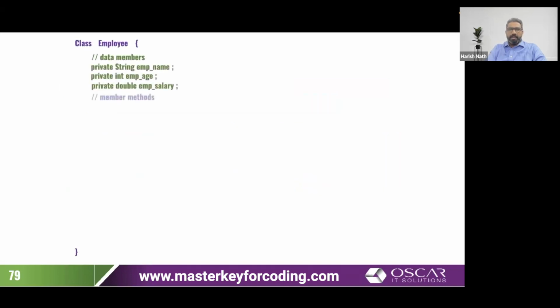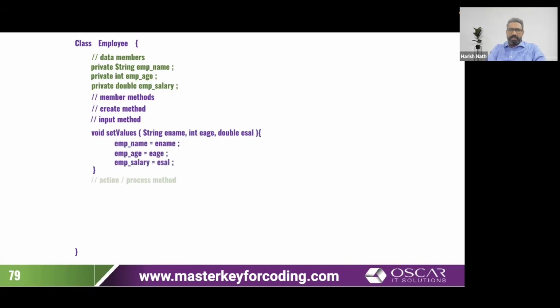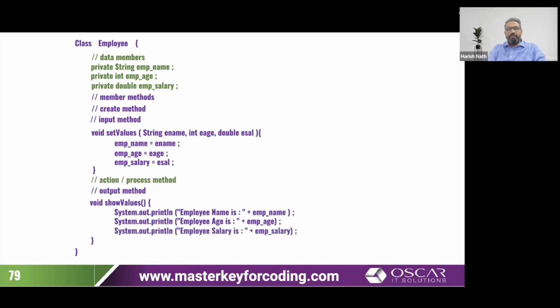Class employee has its data members: string emp name, int age, double employee salary. It has methods. Create method we have not defined. Input method we are defining for that class. Output method also we will define. Action we will not define in our full-fledged program. We will work with all these. Input job is to load values into data members. Output job is to display the value of data members. Naming convention also we will refine in the course.